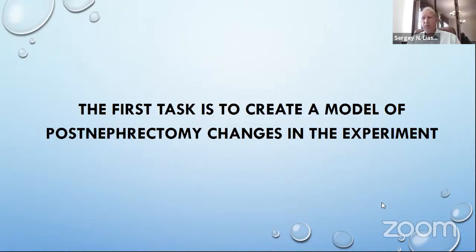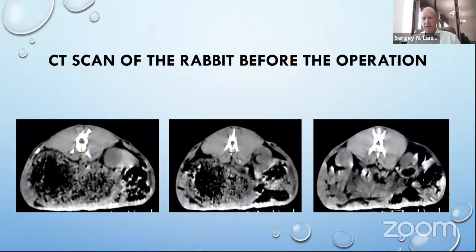The first task is to create a model of post-nephrectomy changes in the experiment. This is a normal CT scan of a rabbit before operation. In this series you can see the superior pole of the rabbit's kidney, the middle level, the hilum of the kidney, and the inferior pole. This CT scan demonstrates normal topography of the descending colon, stomach, loops of the small intestine, and other organs.